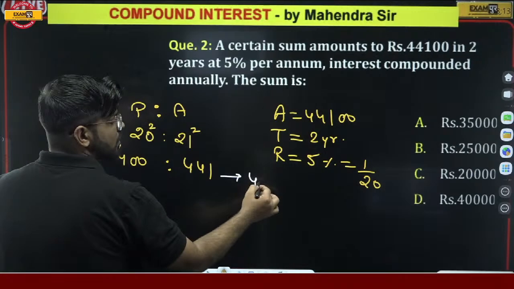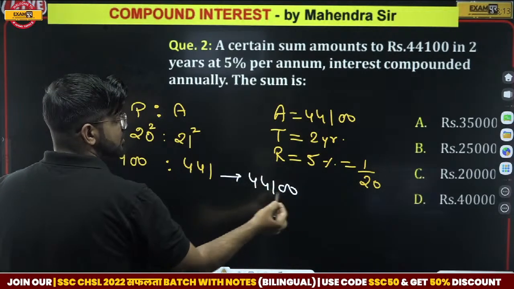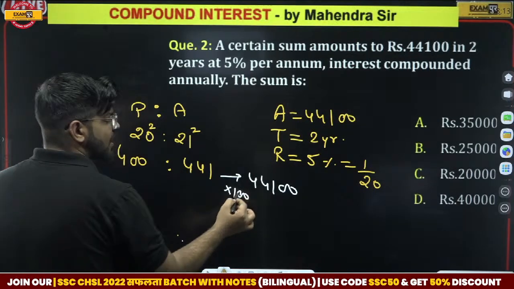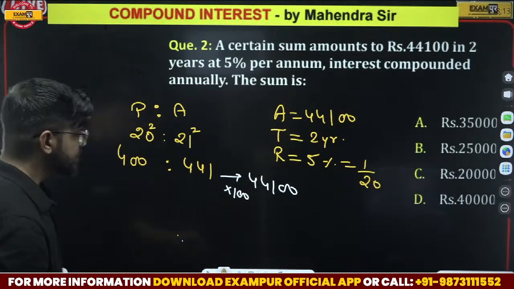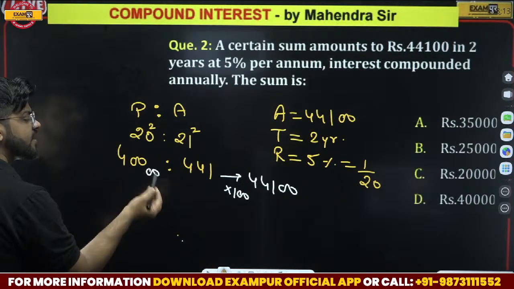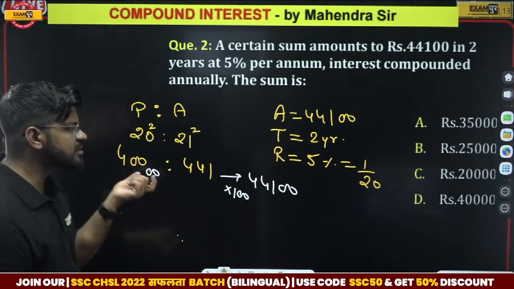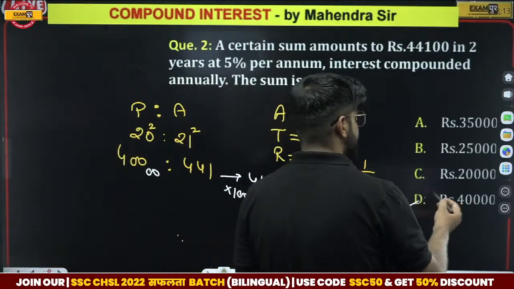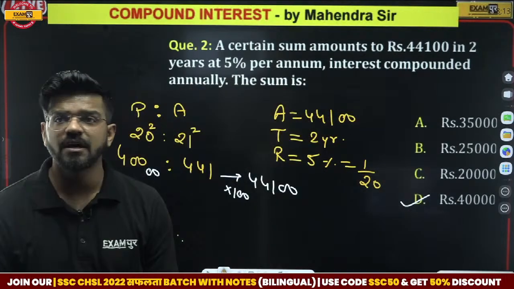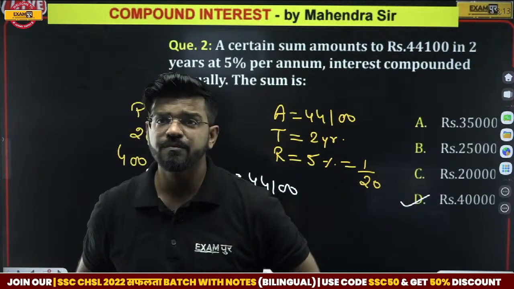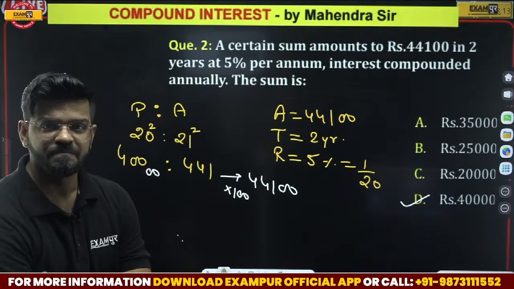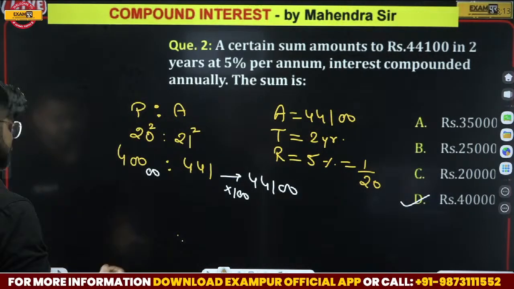So it is equal to what? 44100. We can clearly say that 100 is multiplied. So we just have to multiply by 100, right? That will give me the actual answer. So 40,000 is my right answer. Clear to all of you? Is it clear? Okay, very good.